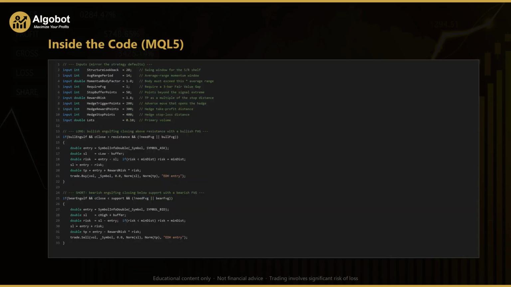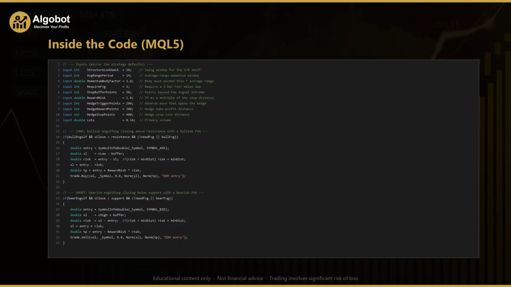Let's read the actual MetaEditor code on screen. At the top are the input parameters. StructureLookback sets the swing window for the support and resistance shelf. Average range period and momentum body factor define the momentum filter. Require FVG turns the fair value gap requirement on or off. Stop buffer points and reward risk shape the stop and target, while hedge trigger points, hedge reward points, and hedge stop points control the protective hedge. Lots is the primary trade size.